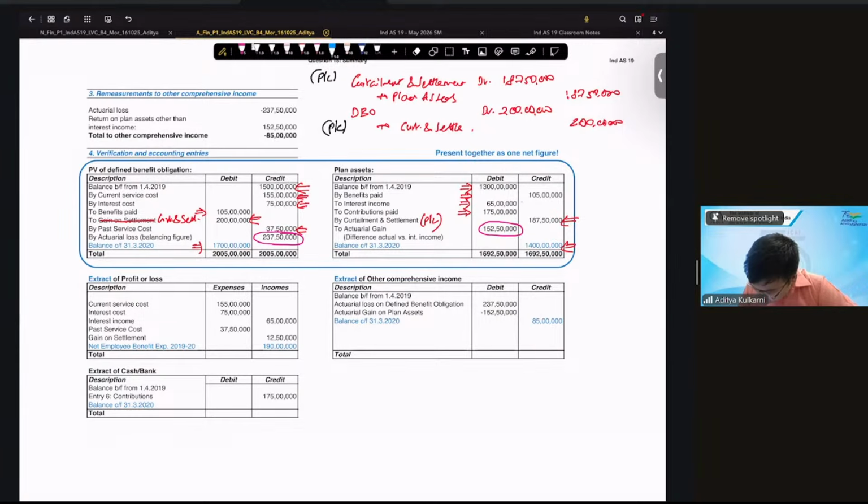Interest income, P&L; curtailment settlement, P&L; interest expense, P&L; curtailment and settlement, P&L; past service cost, P&L; current service cost, P&L. These are where all the items will go. So current service cost 1.55 crores.